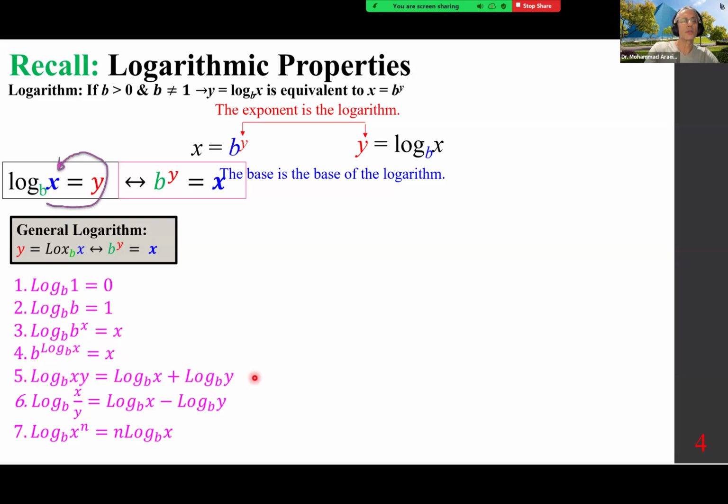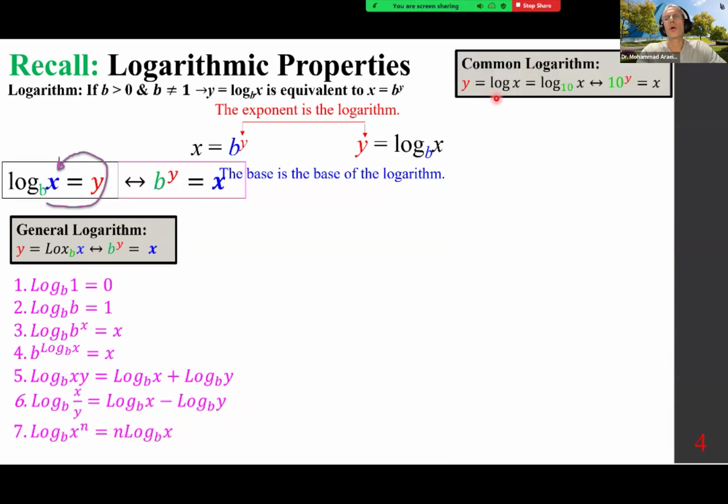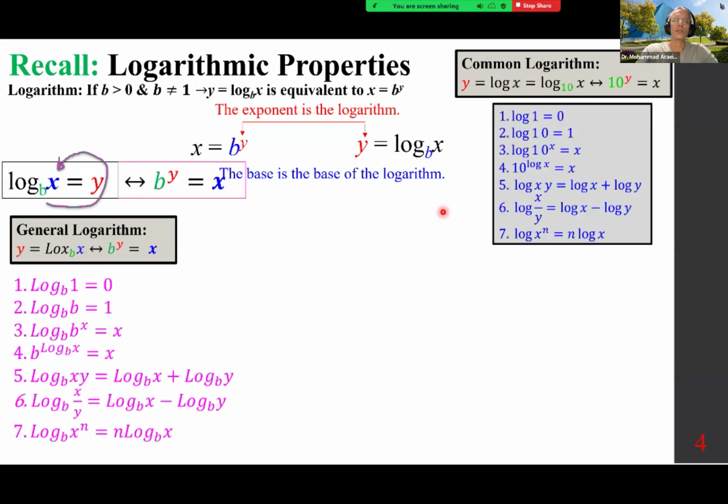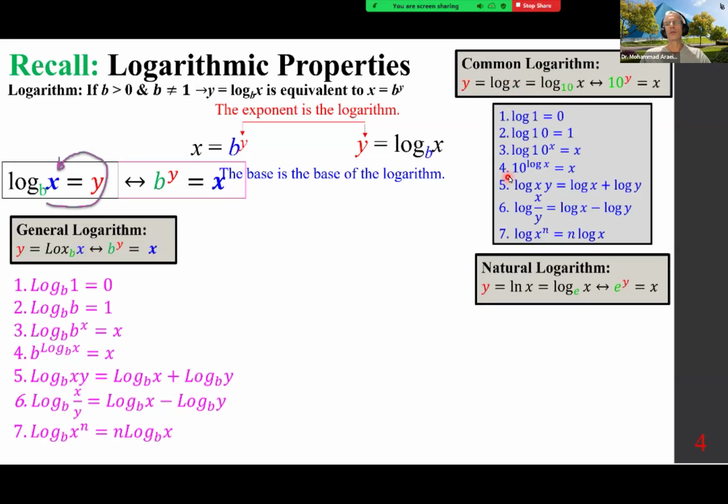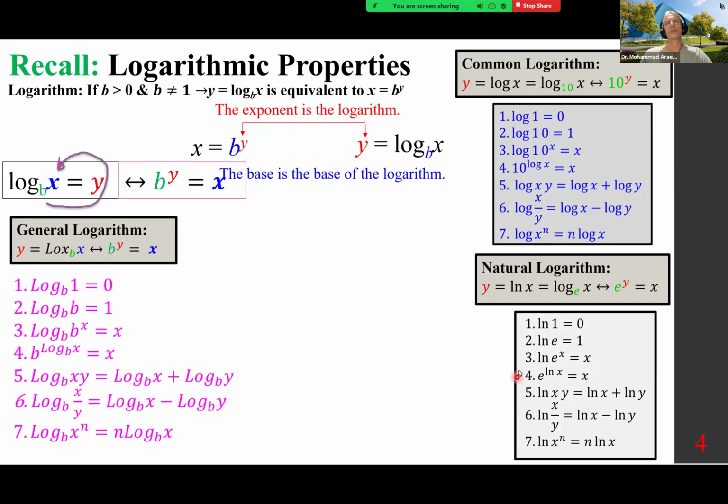Product rule: log base b of xy is log x plus log y, all base b. Quotient rule: log of x over y base b is log x base b minus log y base b. And the power rule: log base b of x to the power of n equals n log base b of x. And if you go to common log, y equals log x, please do not write base 10. We are explaining the meaning of that. In that case, we can see the transition. And also for natural log, y equals ln x, we should be able to see the transition from the general case to common log to natural log.